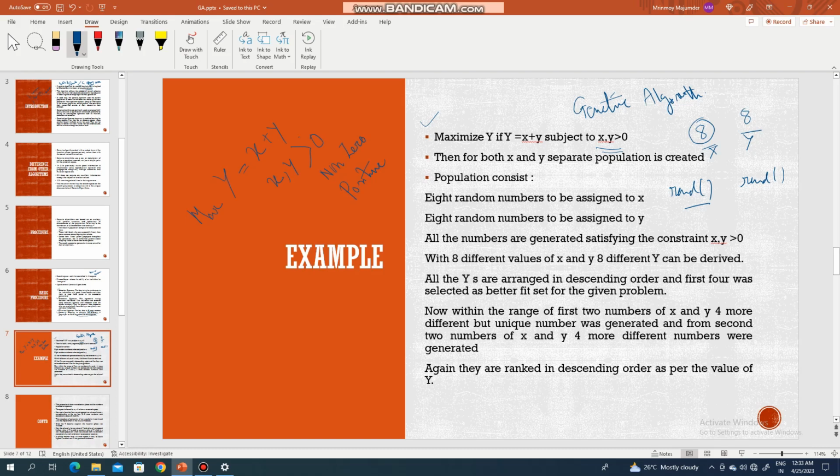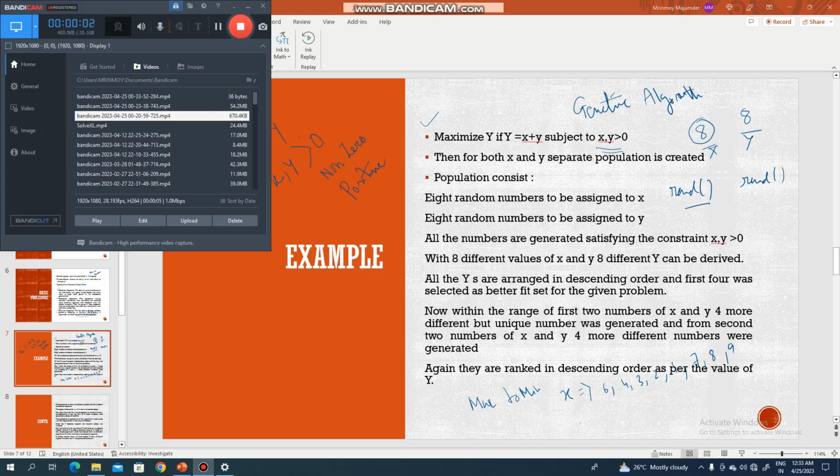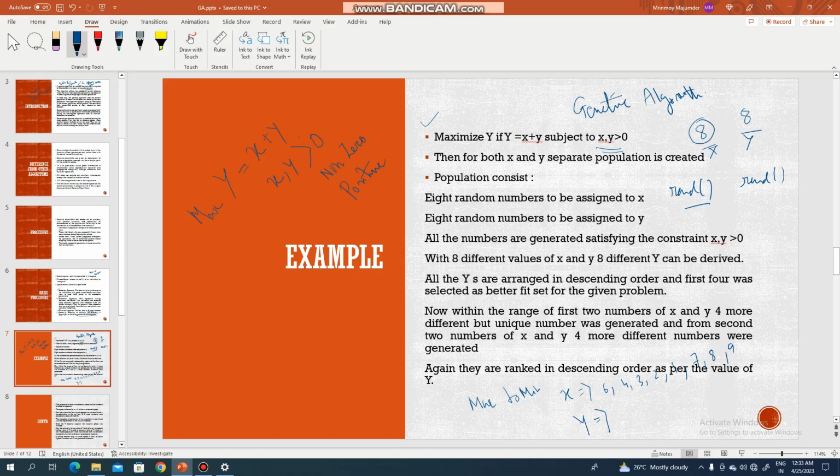Okay. And after generating, actually what happened is, these numbers are arranged in descending order. That means from the highest value to the minimum value. Suppose for example that x has these 8 numbers: 6, 4, 3, 2, 1, 7, 8, 9. And for y, suppose these are like this: 10, 12, 14, 15. Right?